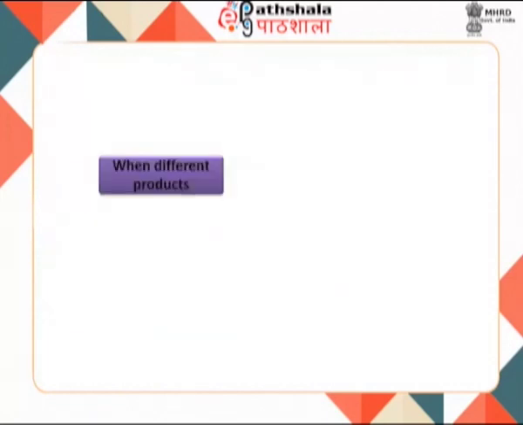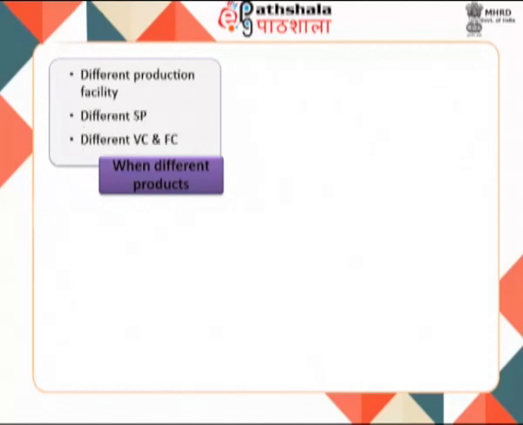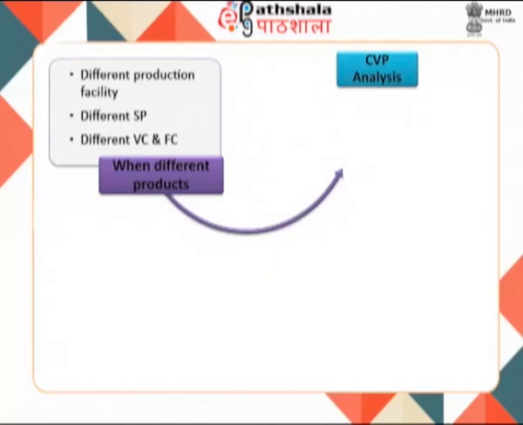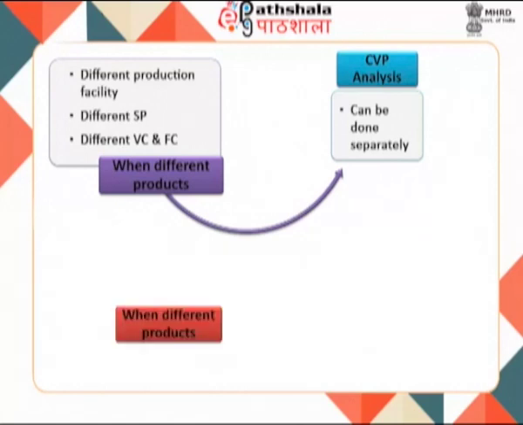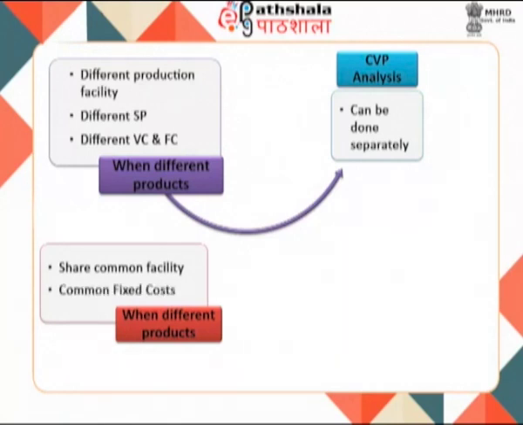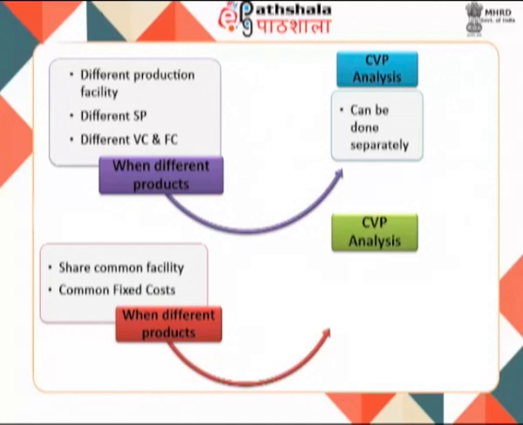When different products have their own different production facilities, selling prices, variable cost, and fixed cost separately, the cost volume profit analysis can be done for each product separately. But in many situations, this is not found, and different products share common facilities and have common fixed cost. In such situations, CVP analysis is performed by averaging the data using the sales mix as weights.